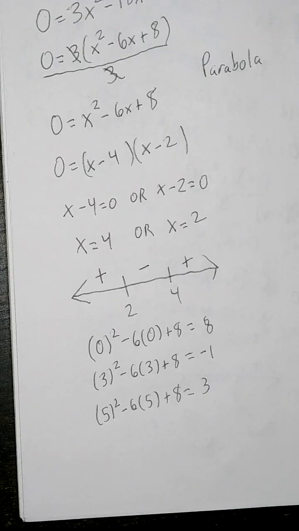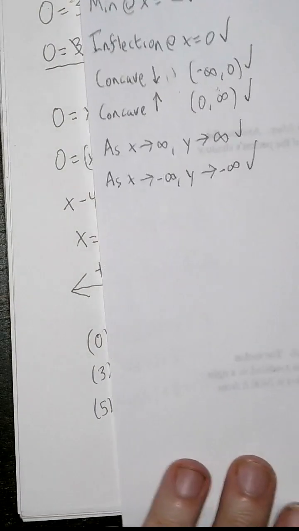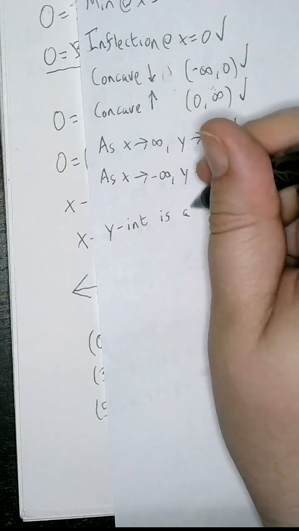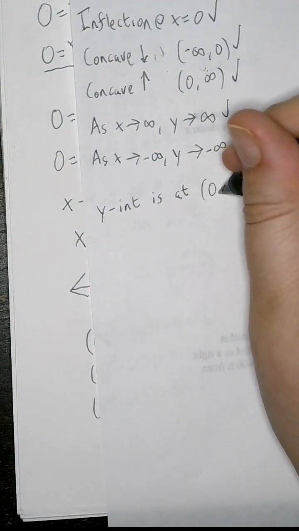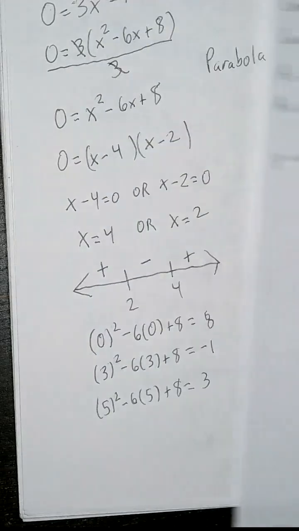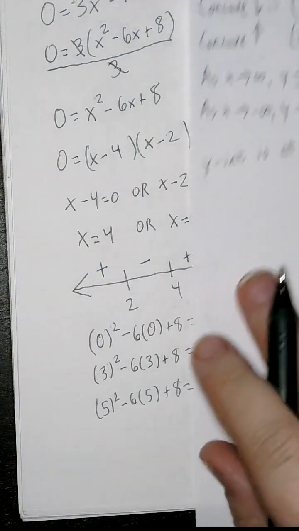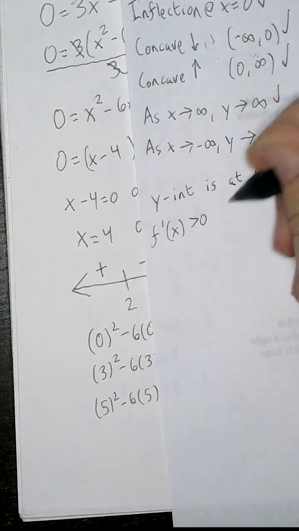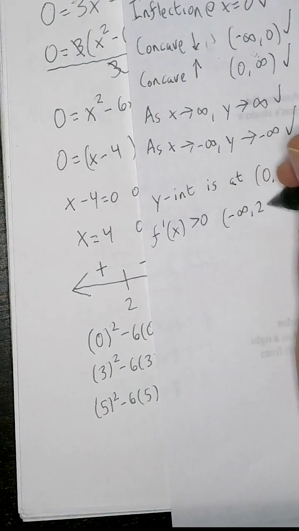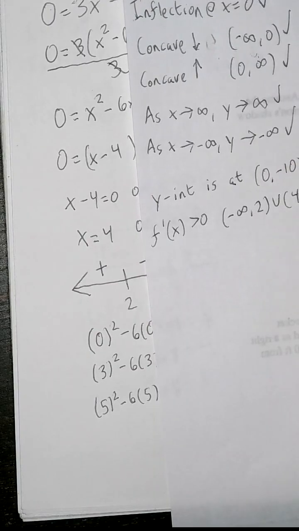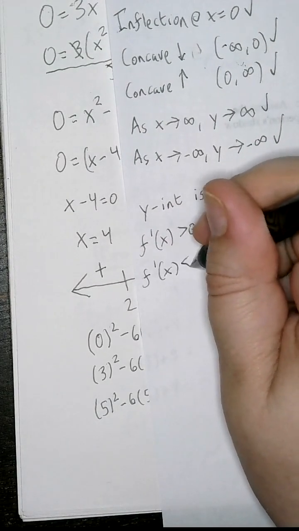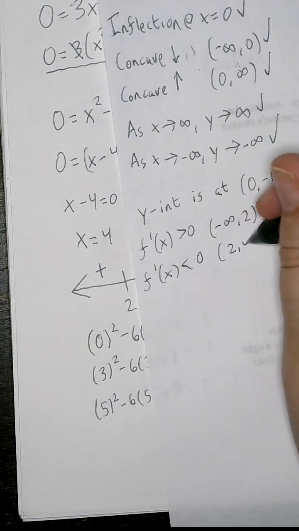So now let's record that information. So far, what do we know? We know that the y-intercept is at (0, -10). We also know that our slope is positive on the intervals from negative infinity to 2 and from 4 to infinity. And we also know that it's negative on the interval from 2 to 4.